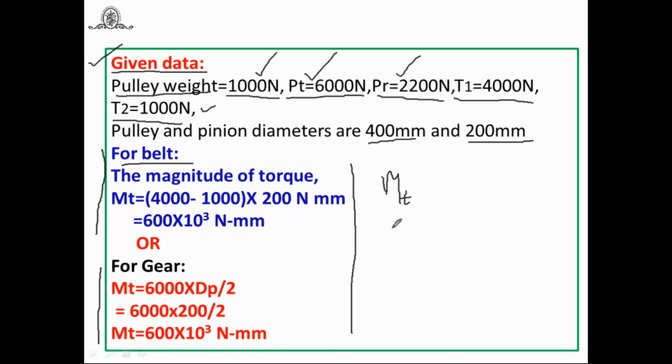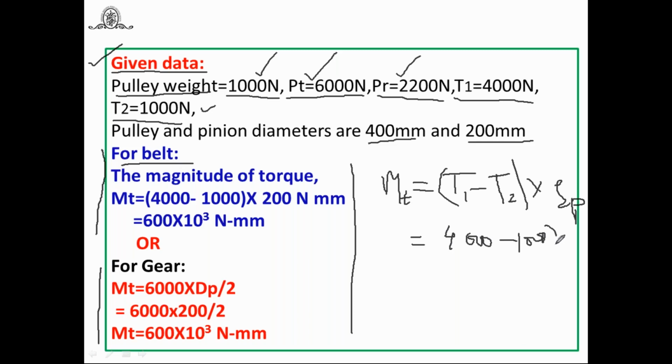Look at this for a belt. How to find out the Mt? As I have mentioned, Mt is equal to T1 minus T2 into R. You can note down T1 minus T2 into R, where R means the radius of the pulley. You can substitute. What is T1? 4000 minus T2, 1000, into what is R? Radius. Now you can multiply it by 200, because the pulley diameter is 400. And what you will get here? You will get 600 into 10 raised to 3 Newton mm.